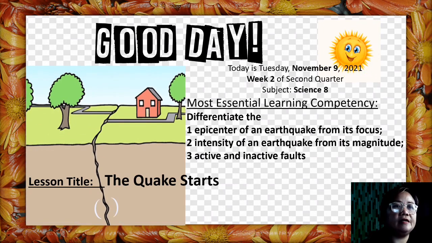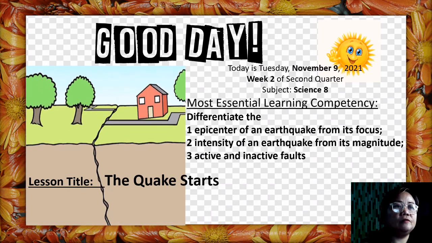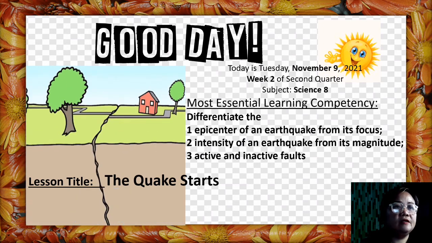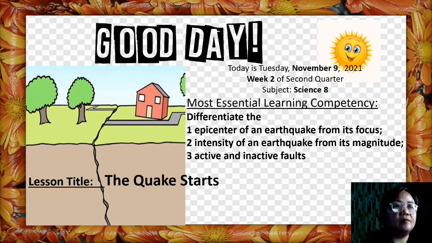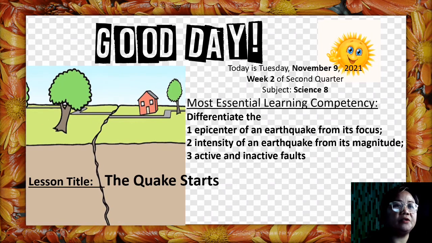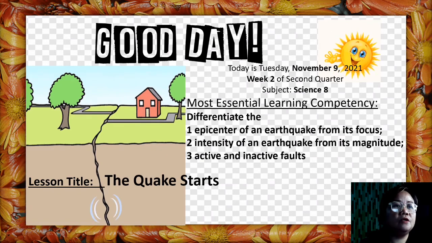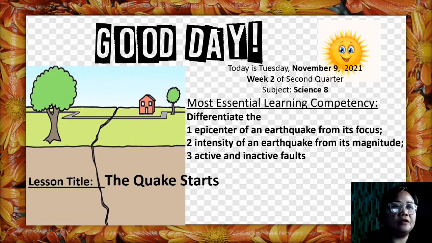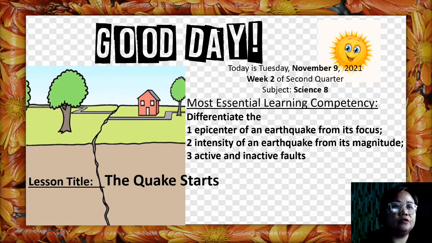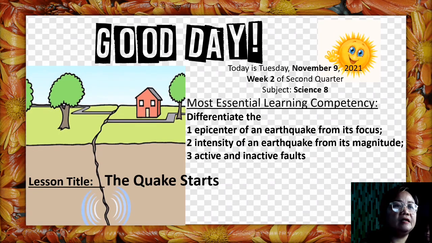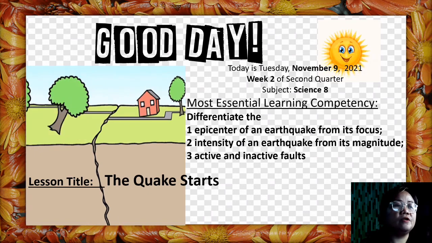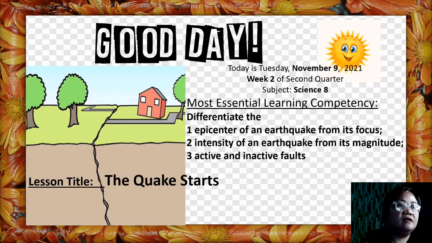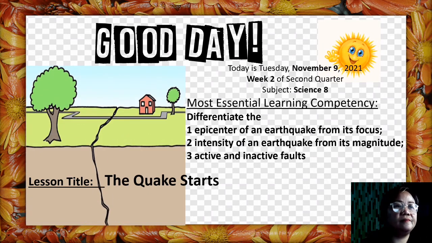Our subject for today is Science A. The most essential learning competencies are the following. Differentiate, number 1, the epicenter of an earthquake from its focus. 2, intensity of an earthquake from its magnitude. And number 3, active faults and inactive faults. Lesson title: The Quake Starts.